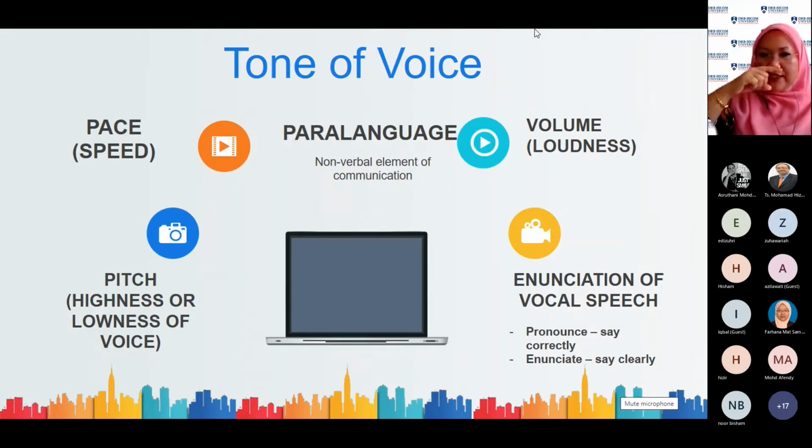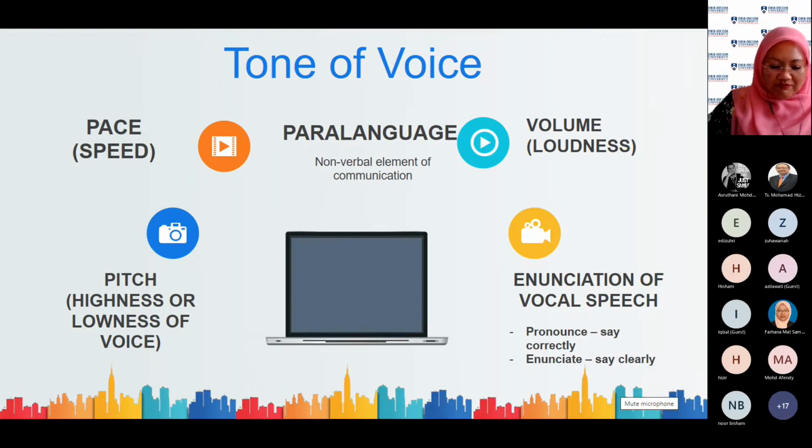Now, the tone of voice is one of the aspects of non-verbal communication. It is called the paralinguistic study of nonverbal communication. The tone of voice includes your pace, or sometimes people call it speed. It also includes your pitch, whether you have high pitch or low pitch. It includes how loud your volume is, and also the enunciation of your vocal speech.